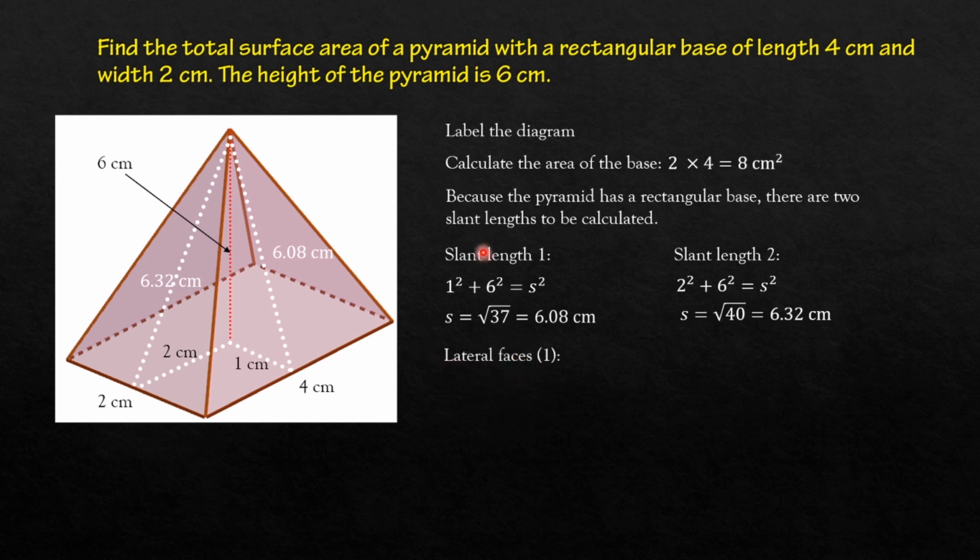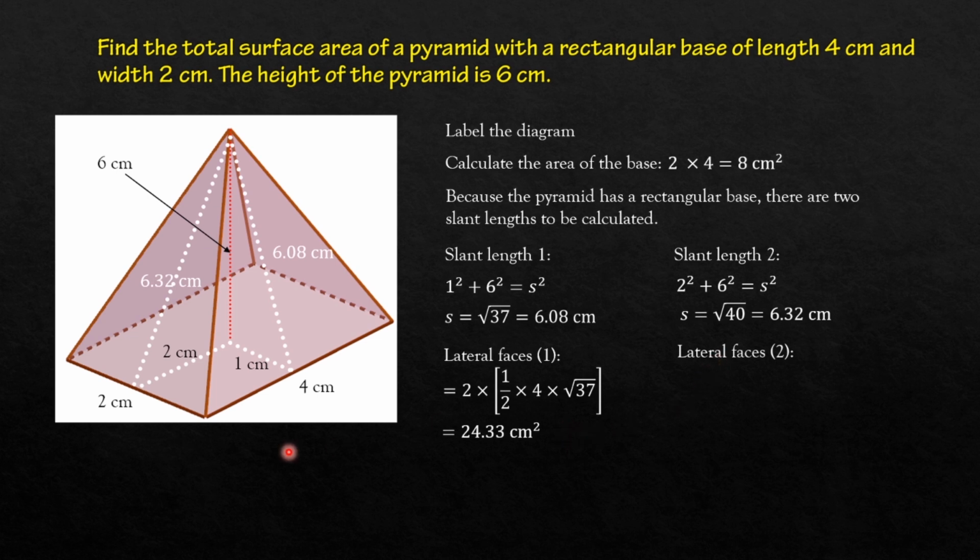So let's find the lateral face for the first slant length we calculated. And there are 2 of them. We have the front face, which is here, and the back face, which is here, and they are the same size. So that's why we write 2 here. The area of the triangle is a half times base, which is 4, times root 37, and we'll get 24.33 for those 2 lateral faces.